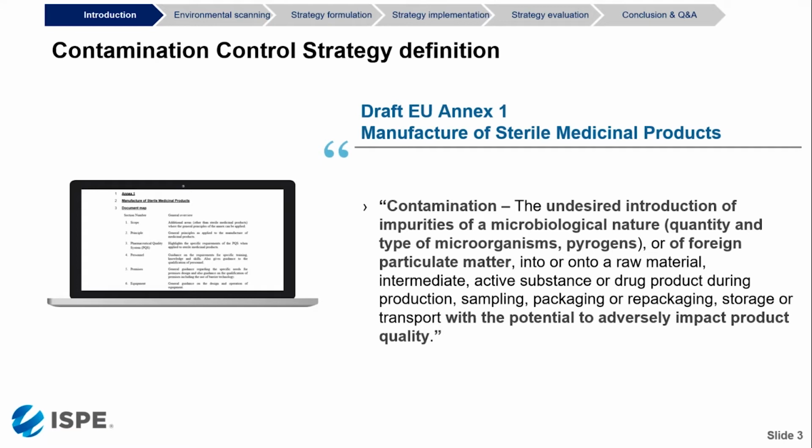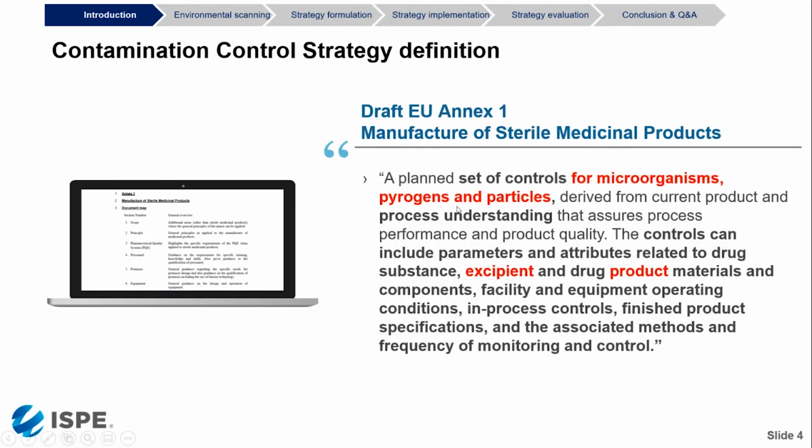If we look at contamination control, it's about preventing the contamination into or onto a raw material, intermediate, active substance, or drug product during production, sampling, packaging, repackaging, storage, and transportation. Therefore, the contamination control strategy is a culmination of an exercise to identify activities designed to prevent microorganism, pyrogen, and or particle contamination into your intermediate, active substance, drug product, etc., until the storage.